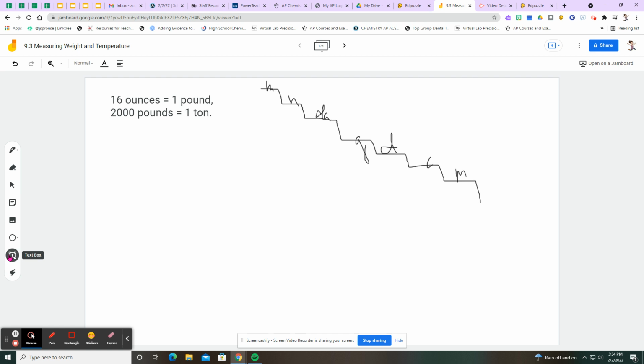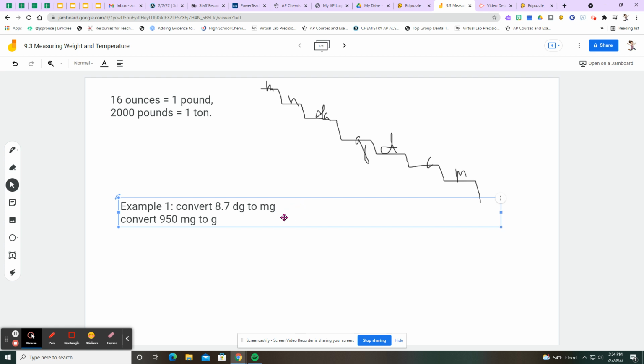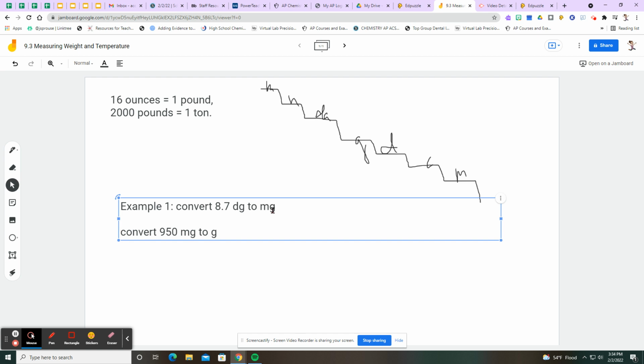Okay, so example 1 says changing units within the metric system. So we are going to be converting 8.7 decagrams to milligrams. And then we are also going to convert 950 milligrams to grams. Those are our two conversions. All right, so let's look at doing this one first. So again, we're going to start with what we're given. So we have 8.7 decigrams.